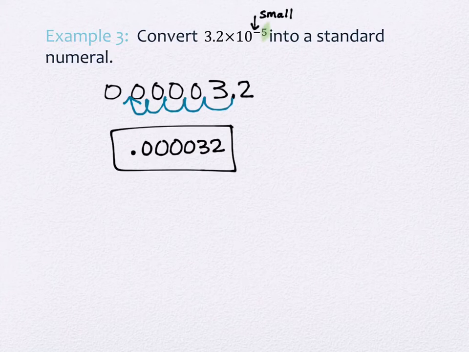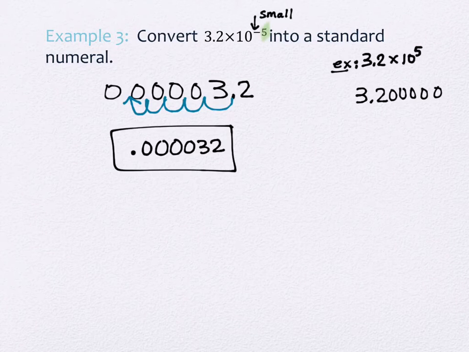And I could use the same example if you wish and make it times 10 to the positive 5. And if it's positive 5, it tells you that it needs to be big. And the way that I get it to be big is I move the decimal to the right 5 times. So 1, 2, 3, 4, 5. I'd have a 3 and a 2, and then I have 4 zeros, which would be the number 320,000.